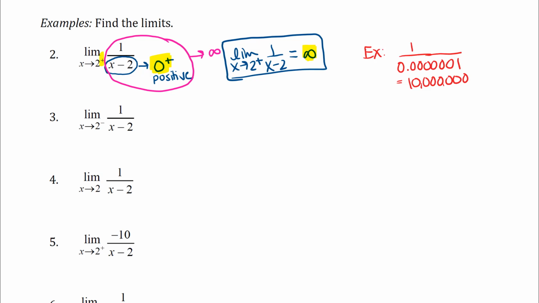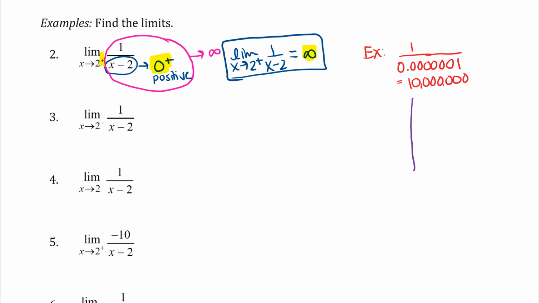That's enough. I can think about that numerically. You could make a table of values, plugging in numbers that are closer and closer to 2, but on the positive side of 2, and see what the function output is. You could also think about that graphically. I'm going to go ahead and draw the graph of the function here.